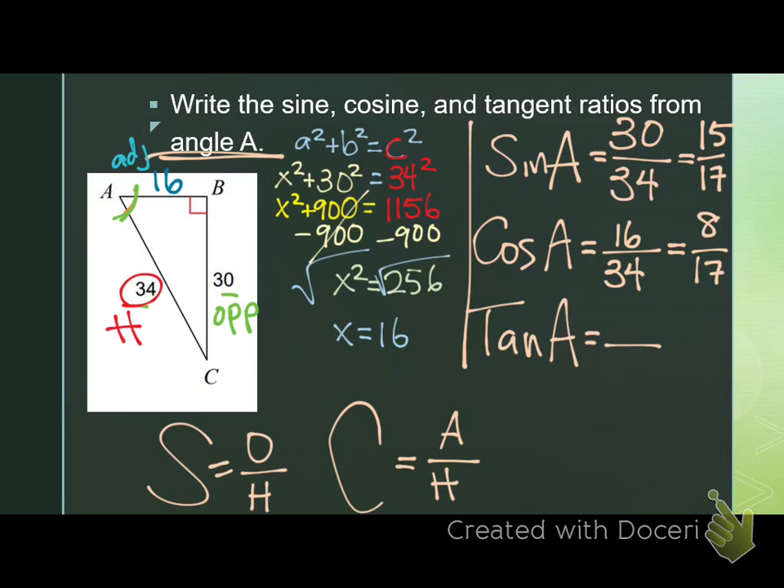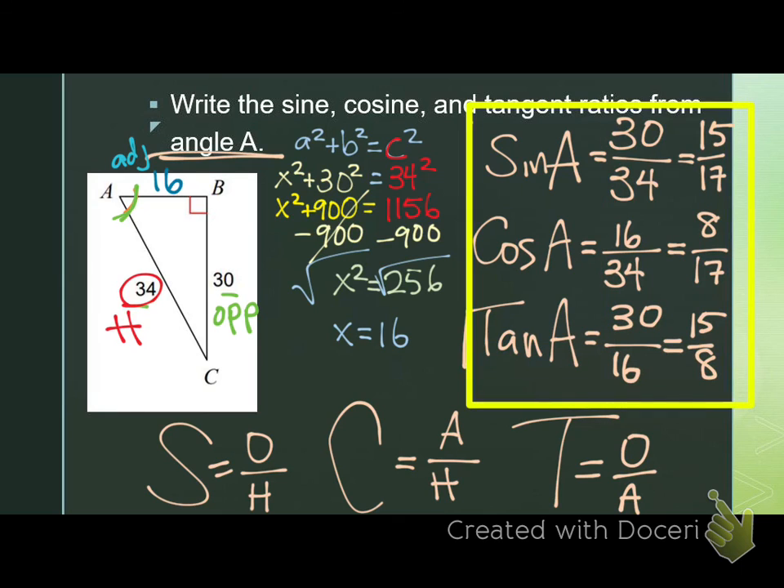All right, and then tangent. Tangent is TOA, right? So tangent is opposite over adjacent. The opposite is 30 over the adjacent, which is 16. Does this reduce? 15 over 8. Leave it like this. Improper fractions are perfectly fine. You are officially at a higher level of math. No mixed number, no decimal. It's beautiful.